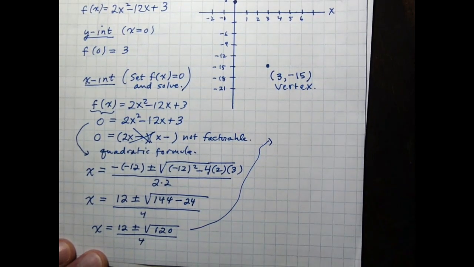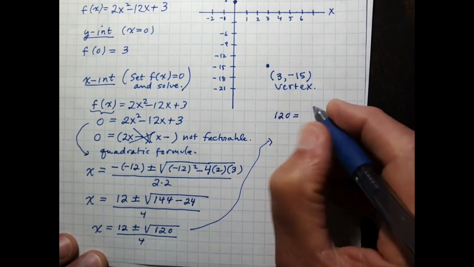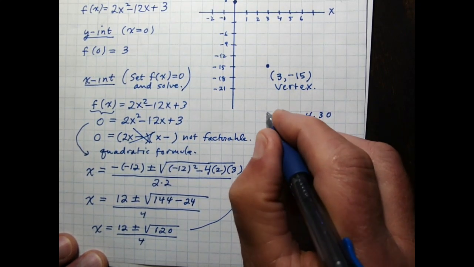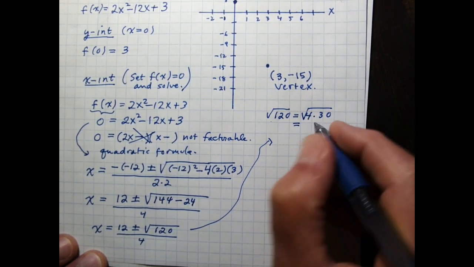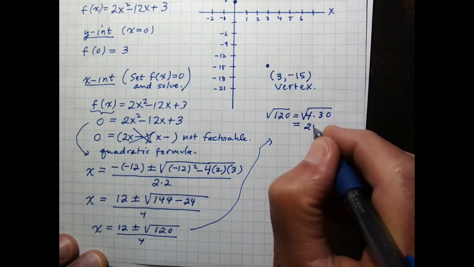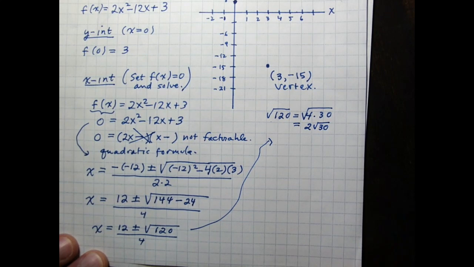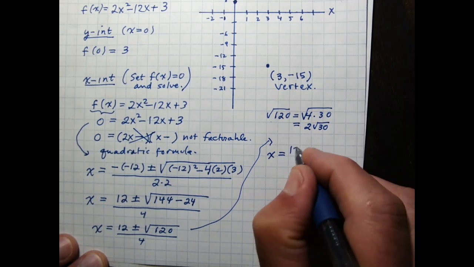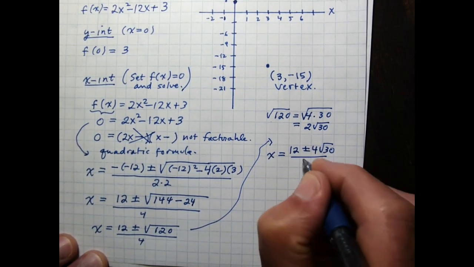Let's come up to the right. 120, I think I can write that as 4 times 30, and 4 is a perfect square. So the square root of 120 is the same as the square root of 4 times 30, or 2 times the square root of 30. And 30 is 2 times 3 times 5. It has no squares inside. So we can't do any better than that, simplifying that radical. We got 12 plus or minus 4 radical 30 over 4.